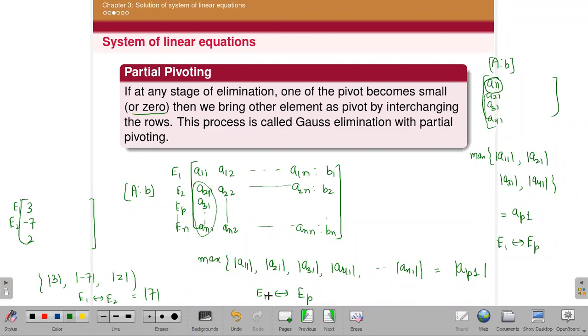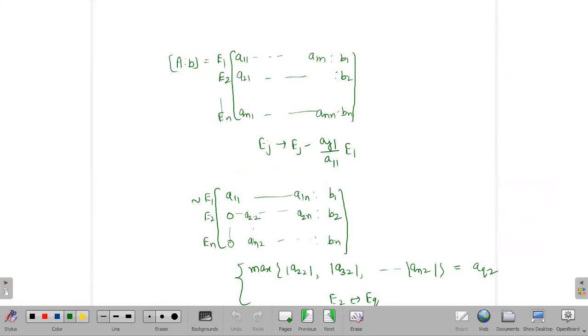Okay. So after interchanging the row, the procedure will be same. You have to make these elements 0. Then again you have to make these elements 0. So that number will become a pivot element. But in partial pivoting, we have to make our pivot element a stronger element.